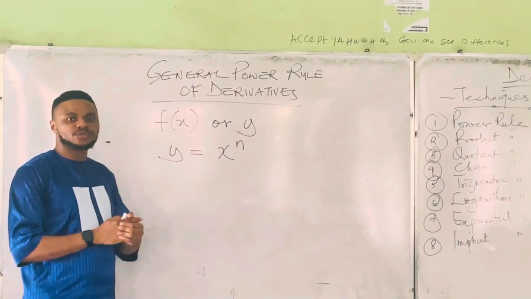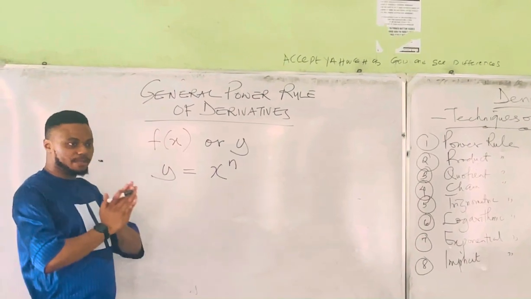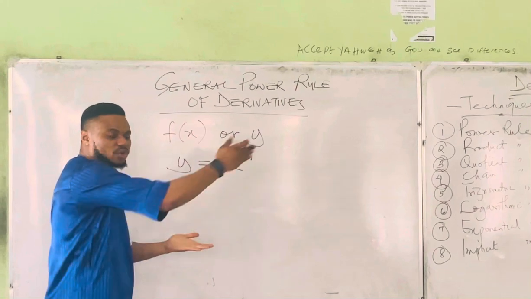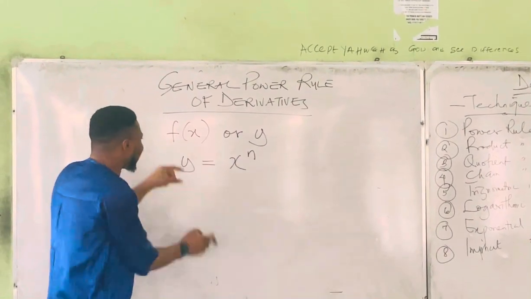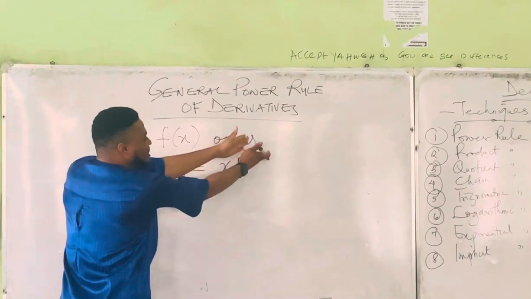When we say function of x, what we mean is that x is the independent variable, while y is the dependent variable. Function of x means depending on x. y is depending on x. That's what f of x means. f of x means y depending on x, or just simply y.